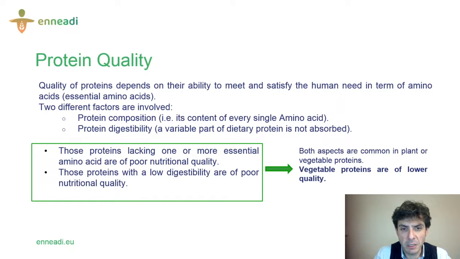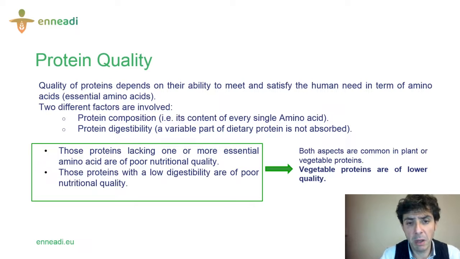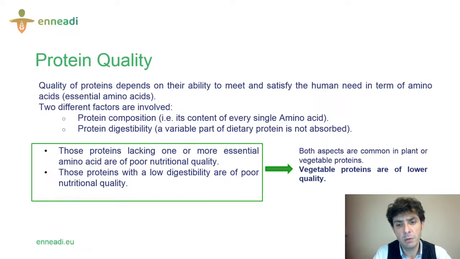But also protein digestibility is an aspect that affects protein quality. If a protein cannot be completely digested by our small intestine, well, of course, its amino acids will not be absorbed correctly. So those proteins that are less digestible are also of lower quality. So those proteins that lack 1 or more essential amino acids are of poor nutritional quality. And also those proteins with low digestibility are of low nutritional quality. Unfortunately, these 2 aspects belong to vegetable protein. We have to say that plant proteins are of poor quality with respect to those coming from animal sources.